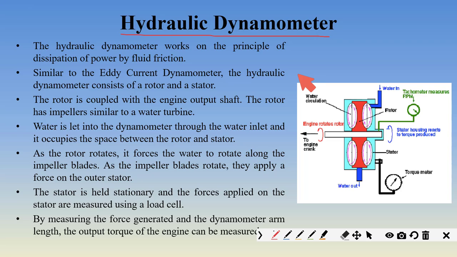See, basically how a hydraulic dynamometer works. In a hydraulic dynamometer, there is an outer casing. This is your outer casing, right? This outer casing has, if you have seen impellers, see, impeller is what? Impellers are, when you have to generate electric power, right?